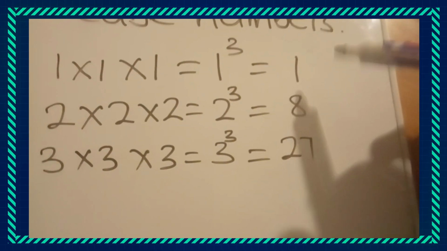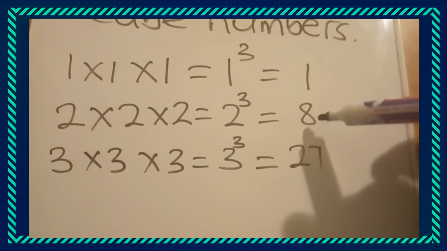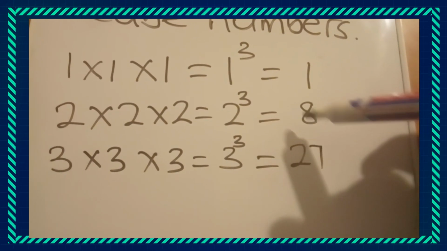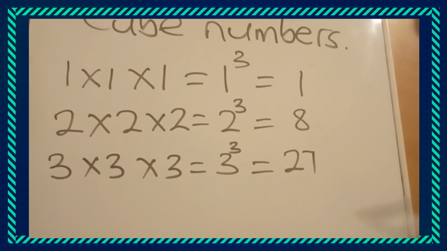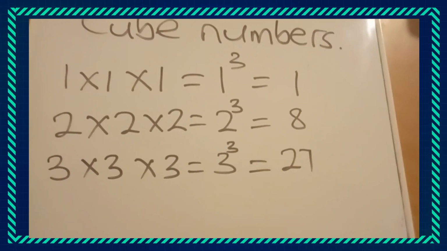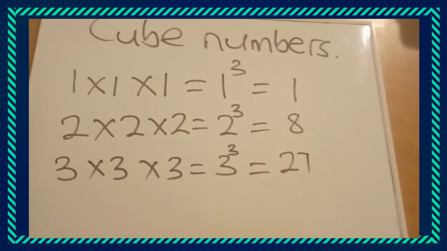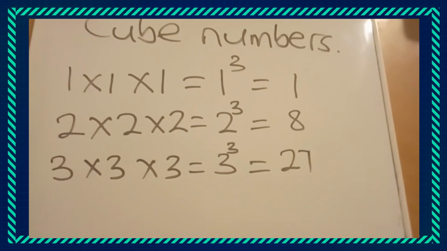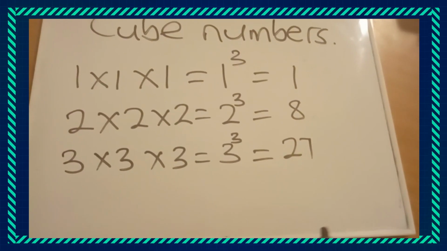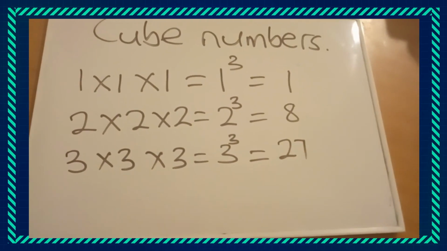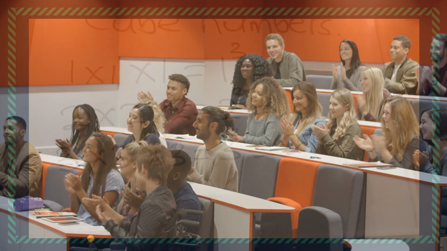So as you can see, the cube root of 1 is 1. The cube root of 8 is 2. The cube root of 27 is 3. So this goes on again with all cube numbers. You can do the same on 4. 4 times 4 times 4, you get 4 cubed, and then you get the answer 64. Same applies to 5. 5 times 5 times 5, you get 5 cubed, which is equivalent to 125.